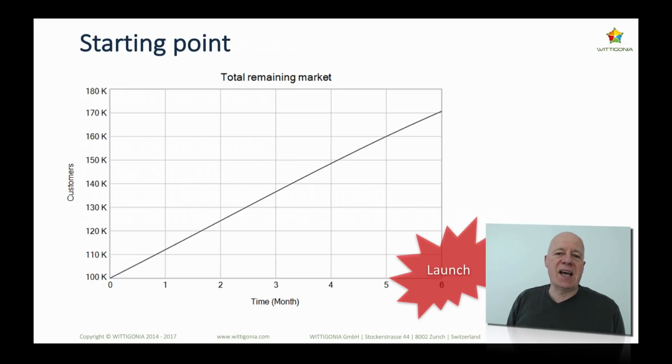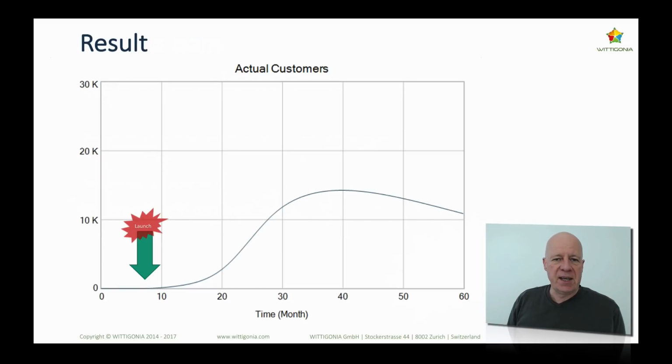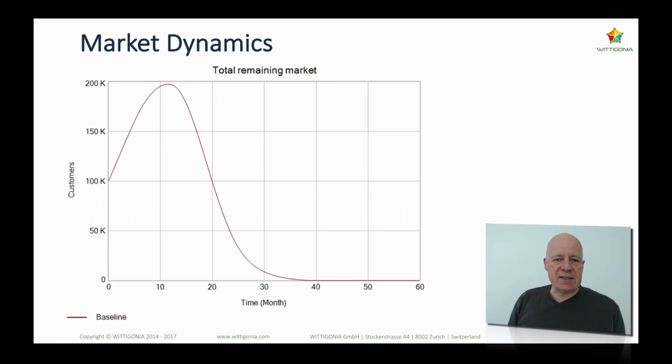So the company is deciding to launch a new product, a new service in month 6. Now, the result is somewhat so-so. So after an initial phase, and you see there's somewhat an indication of an S-shaped growth curve here, the business is declining, but nowhere near is the company able to capture the 100,000 customers that are in the market. So why is that the case? So let's unpeel the onion here.